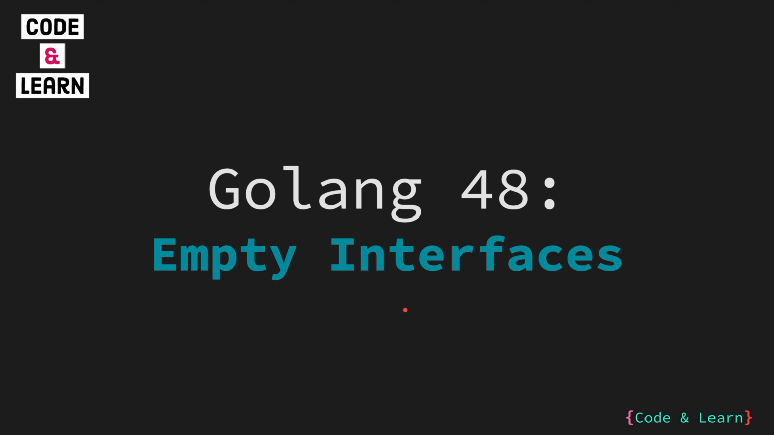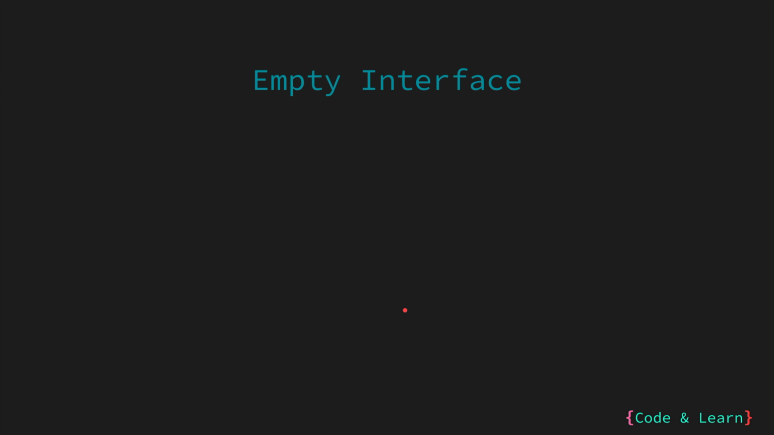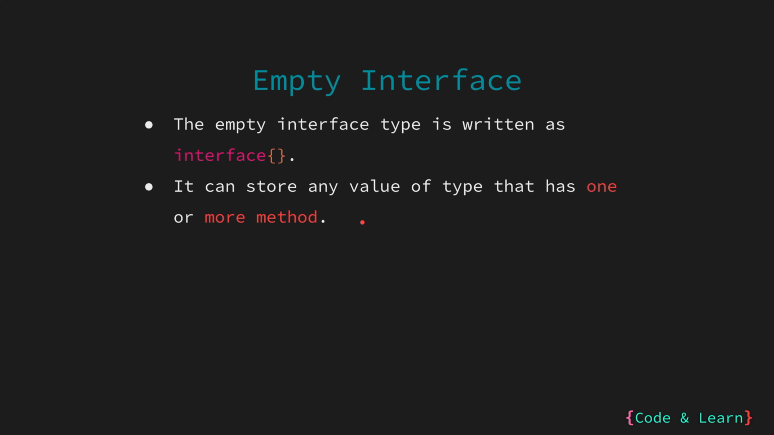So let's get started. What exactly is an empty interface? An empty interface is denoted by the keyword interface followed by opening and closing brackets. It can store any value of a type that implements 0 or more methods. This means it matches every other type in Go. As such, it can be used to represent a value of any type.